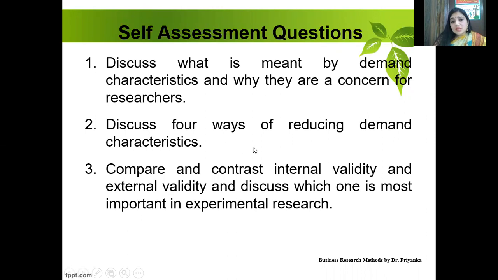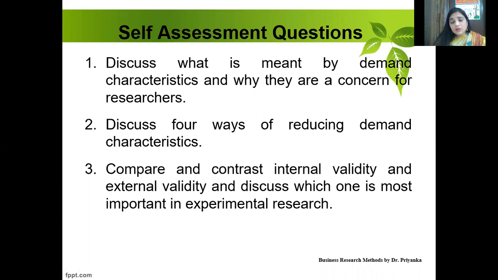Then second, discuss 4 ways of reducing demand characteristics. How would you reduce demand characteristics? By using experimental disguise, or maybe isolating experimental subjects. You can isolate them, or use a blind experimental administrator, that is very common these days, or administer only one experimental treatment level for each subject. You can avoid pre-test and post-test, and you can actually avoid improving your questionnaire if you find it faulty in between the experiment.